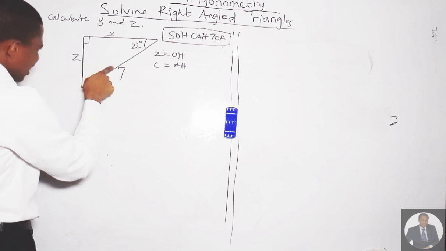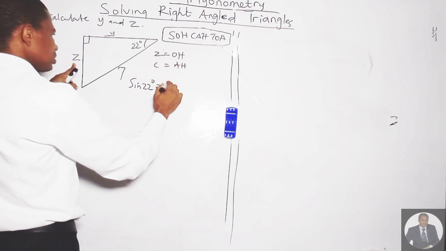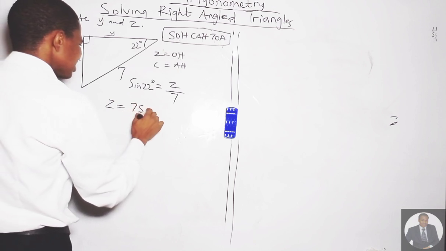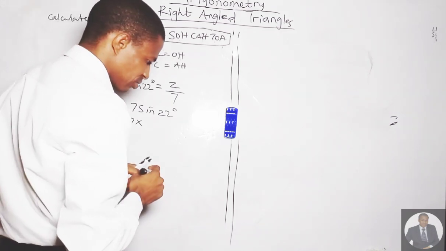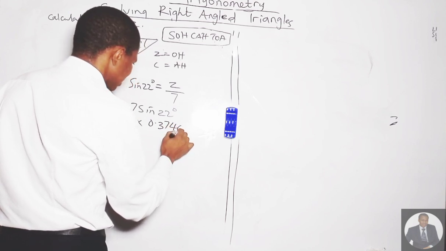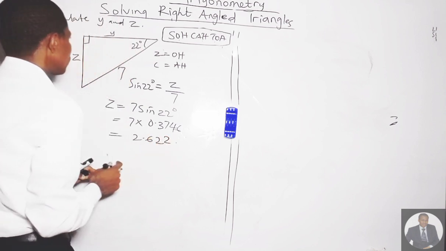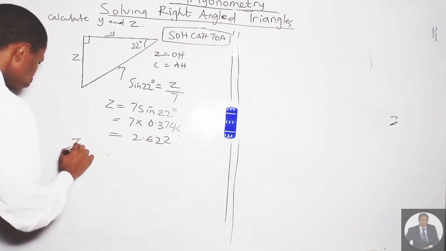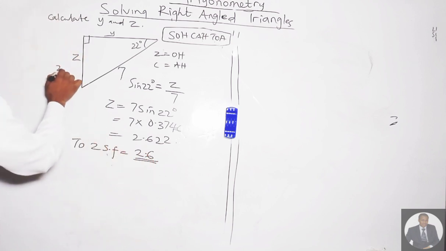opposite and hypotenuse. So we say sine 22 degrees equals opposite z over hypotenuse 7. So z will give us 7 sine 22 degrees. That's 7 times, what's sine 22 degrees? That's 0.3746. So when we multiply, we're going to have 2.622. Now if we give our answer to two significant figures, it will be 2.6. So our z is 2.6.